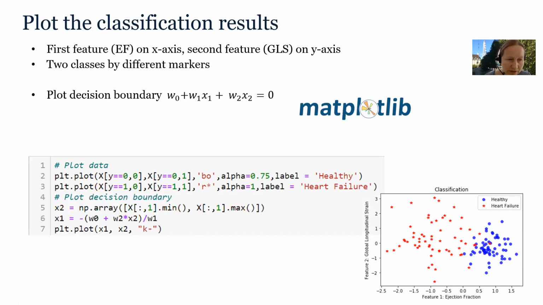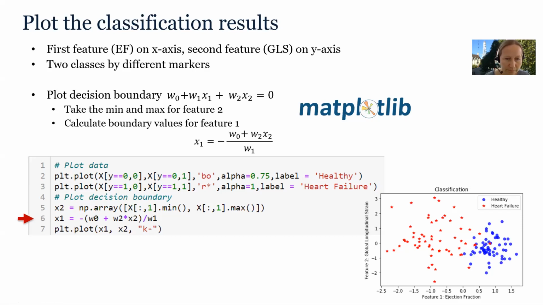Now we need to print the decision boundary. We will do that by first finding minimum and maximum of feature 2. We put them into a NumPy array, and then we calculate values for feature 1. And the way we do it, we rearrange the equation for the decision boundary and calculate these two values. And after that, we are ready to plot. And here is the decision boundary.